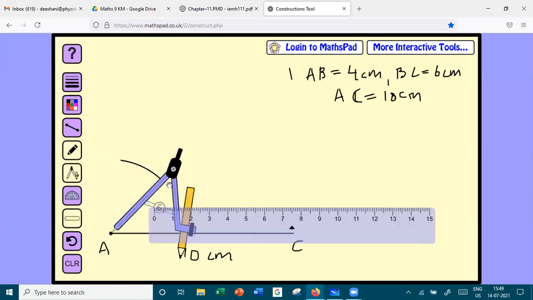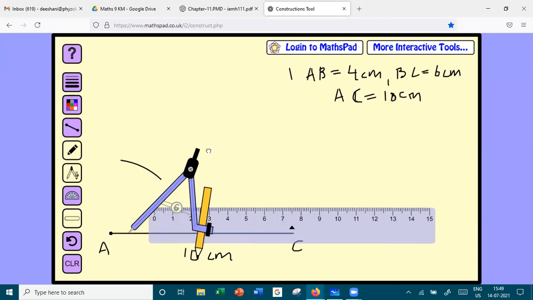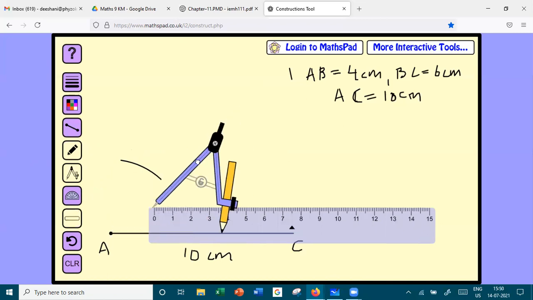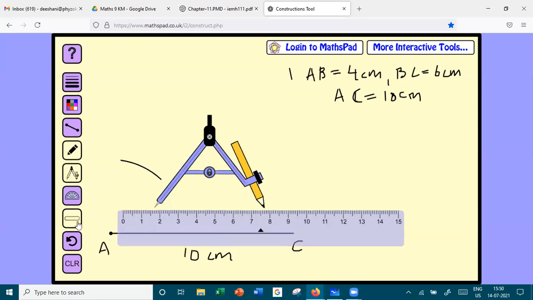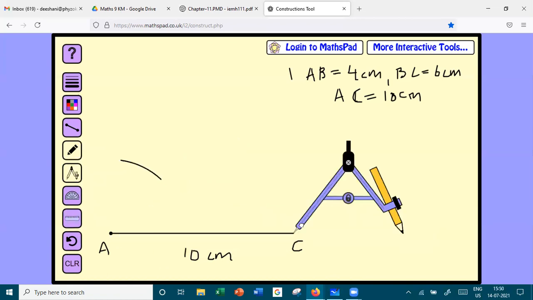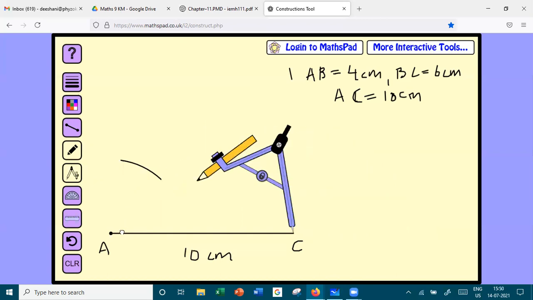Now again take your scale, take your compass and take the radius as 6 centimeter. Now place it not at C. Wait. BC is 6 centimeter, right? Okay. So you place it at C and you cut an arc here.